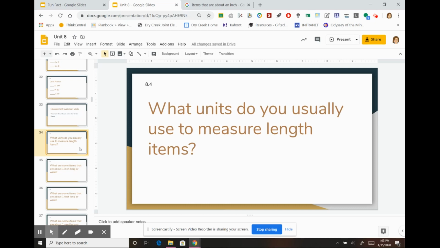What do we call the customary units that we use here in the United States to measure length? So, stop the video and write down what you think our customary units of measurement are. All right, so now that you're back, I hope that you said inches, feet, and yards. That's what we use here in the United States: inches, feet, and yards.